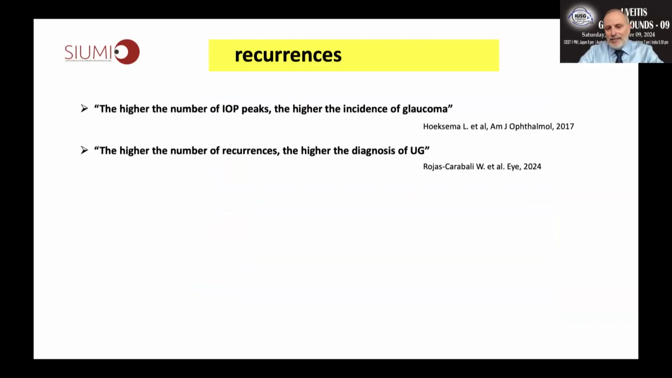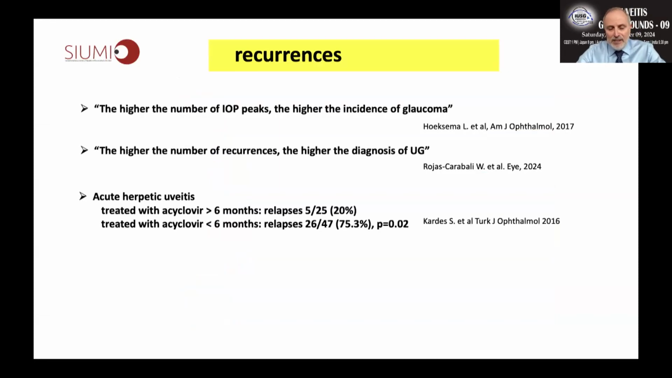Why? Because the higher the number of IOP peaks and the higher the number of recurrences, the higher the chance of a diagnosis of uveitic glaucoma. On the other hand, it has been demonstrated by these authors from Turkey that if you treat acute herpetic uveitis for more than 6 months, you can significantly reduce the number of relapses.